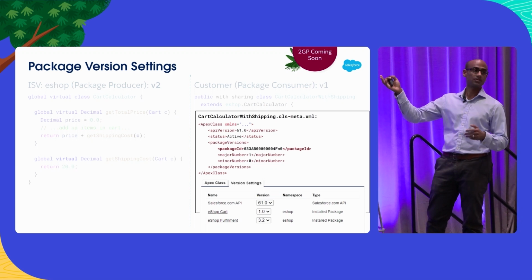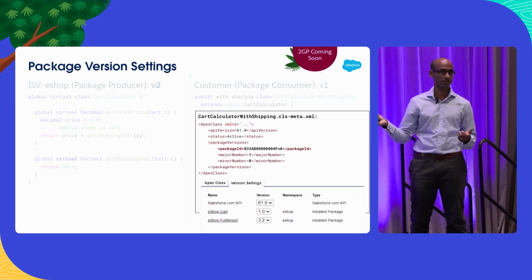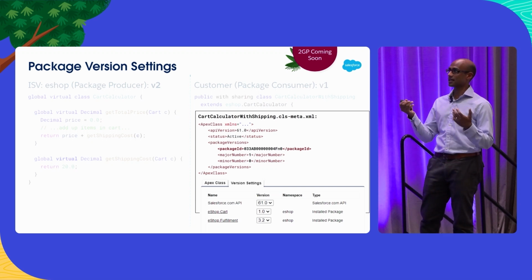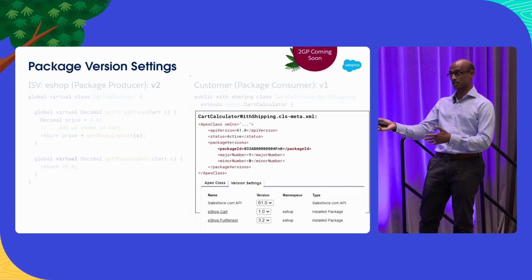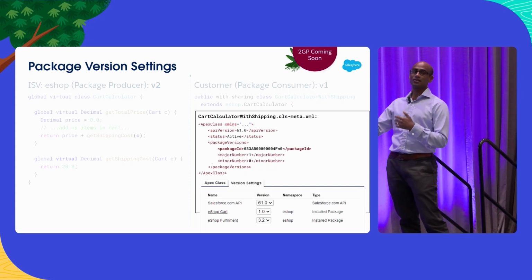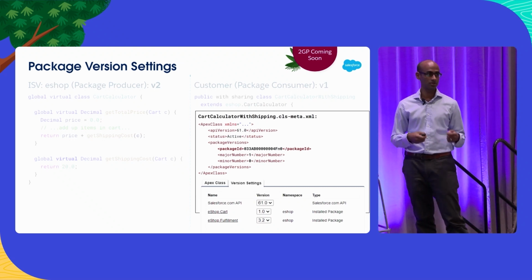Let's see what it looks like if you do source-based development. So the meta.xml file for cart calculator with shipping has a package versions tag. And it has a major number, minor number, version 1. But in 1GP, we'd have the namespace, which is unique. In 1GP. But obviously no longer in 2GP. So instead, we have a package ID in there, which is the unique way to reference a package.